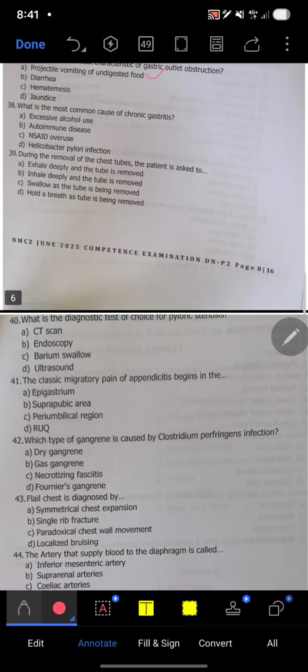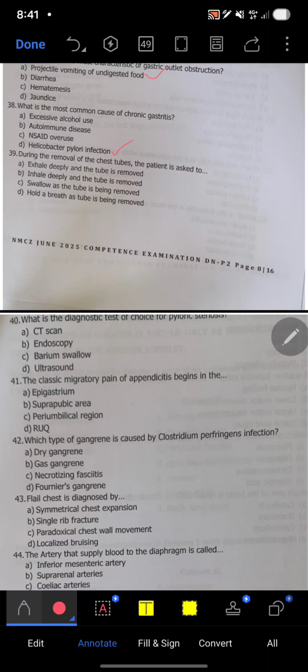38. What is the most common cause of chronic gastritis? The correct answer here is D, which is Helicobacter pylori infection.